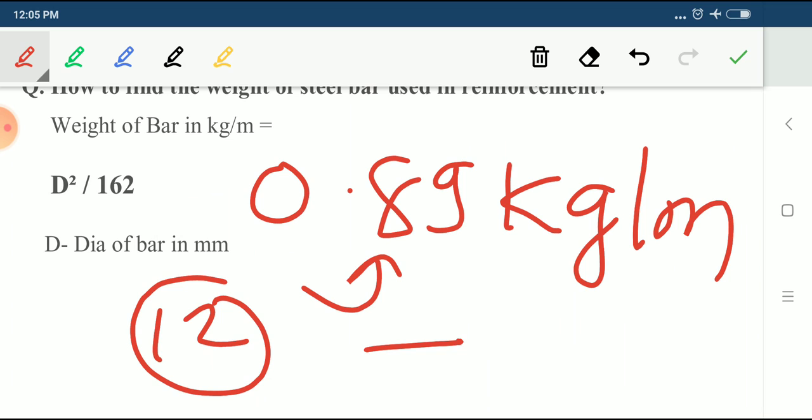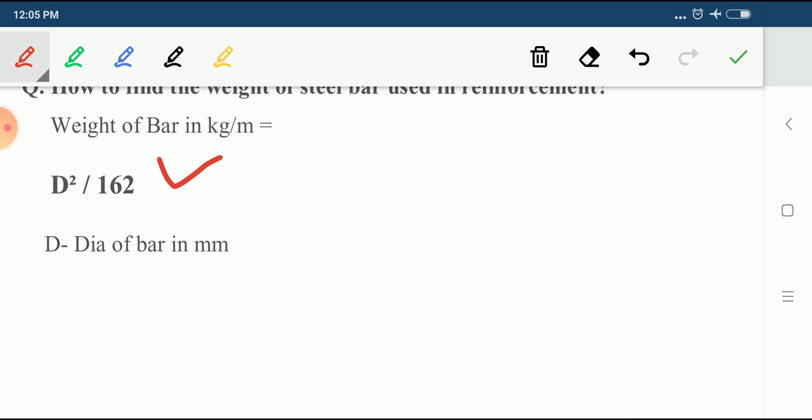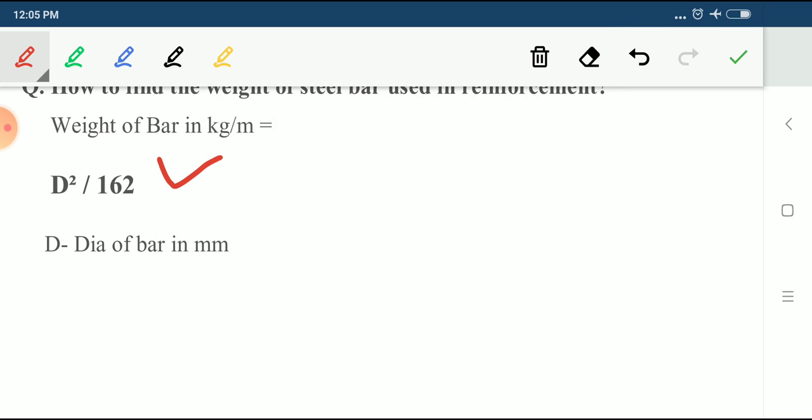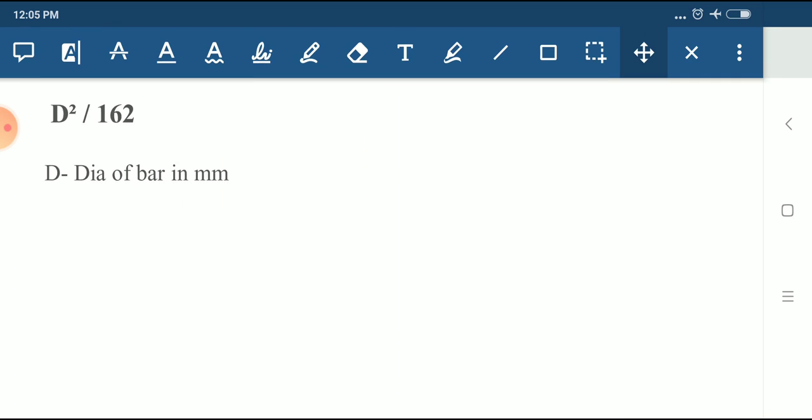Okay, this is the thing you should know. The formula is very important. You should remember that it is d square by 162. Okay, we'll move to the next question.